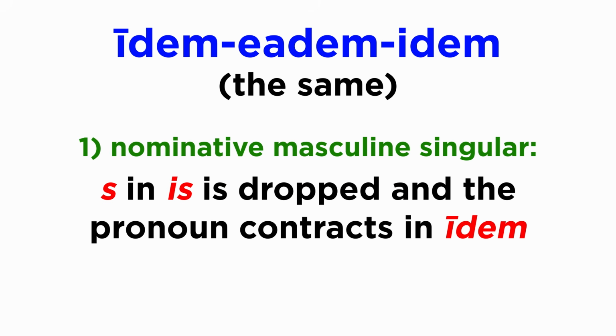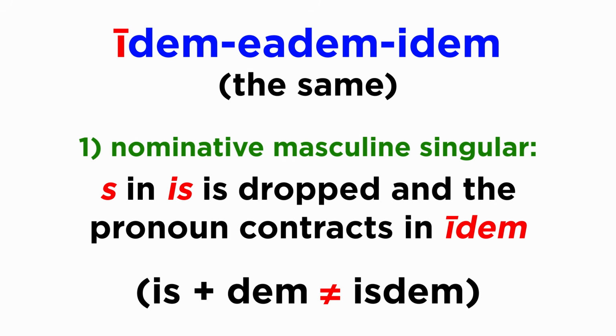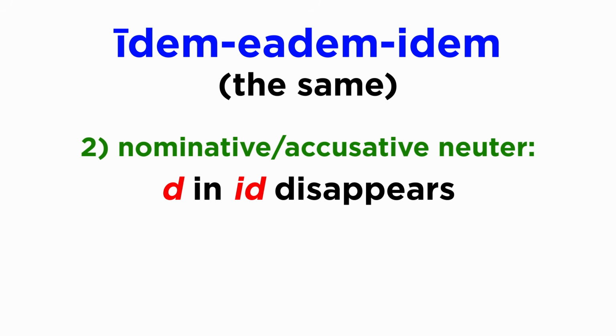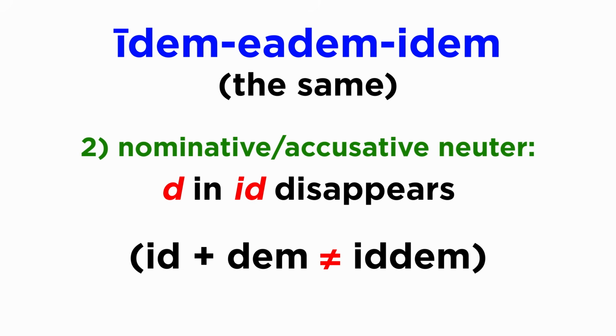In the nominative masculine singular, the s in is dropped, and the pronoun contracts in idem, so it's not īsdem. That is the reason for the long I in īdem. 2. In the nominative and accusative neuter, the D in id disappears. In fact, there is a D already, so it's not iddem with 2 Ds.